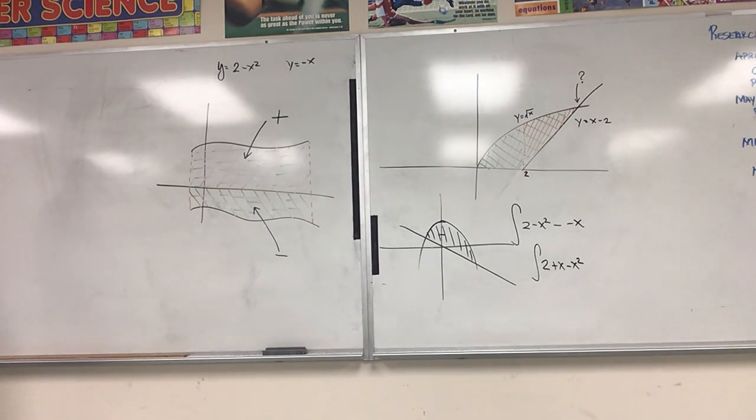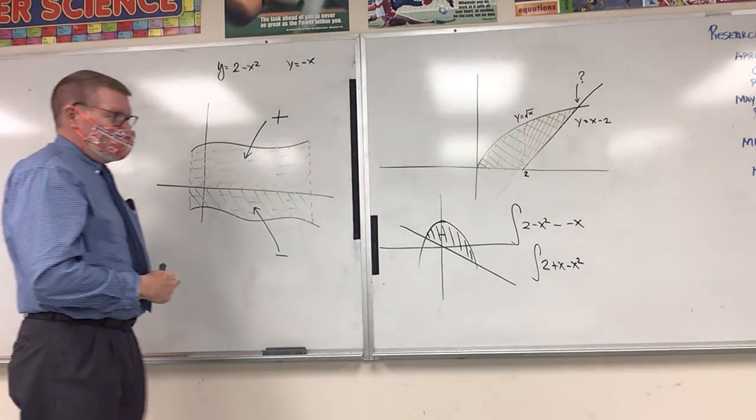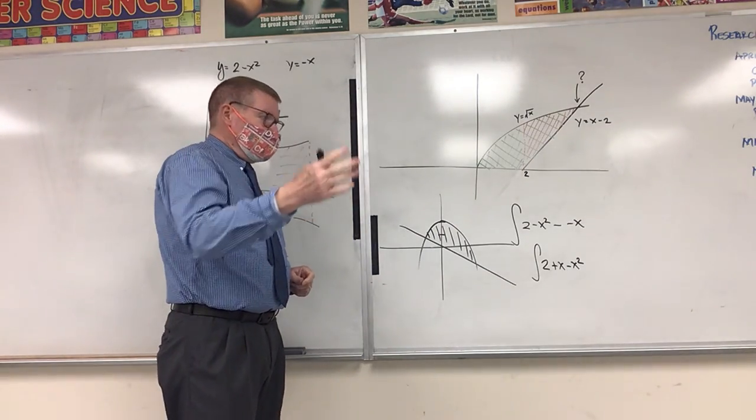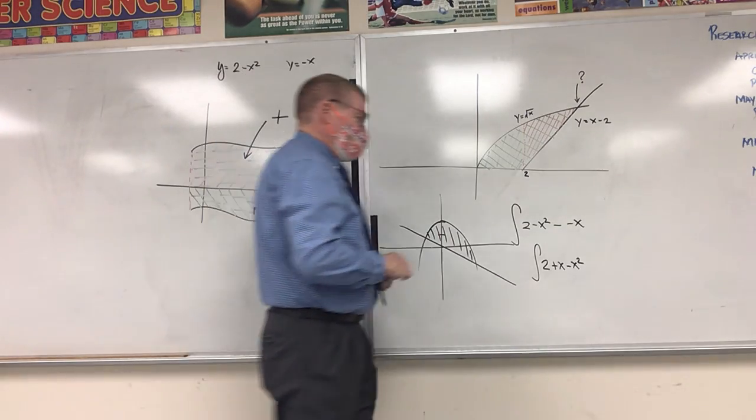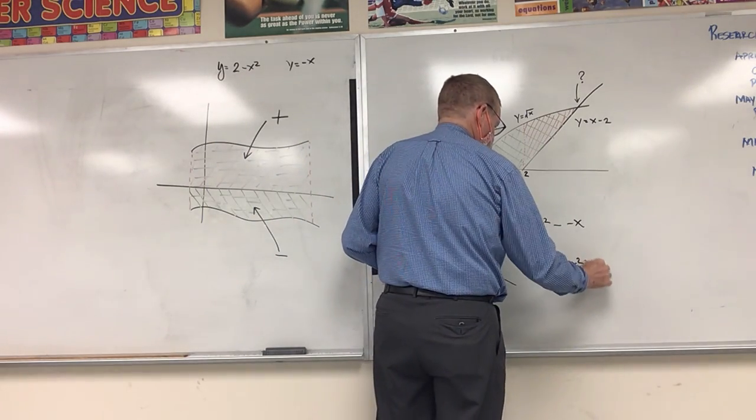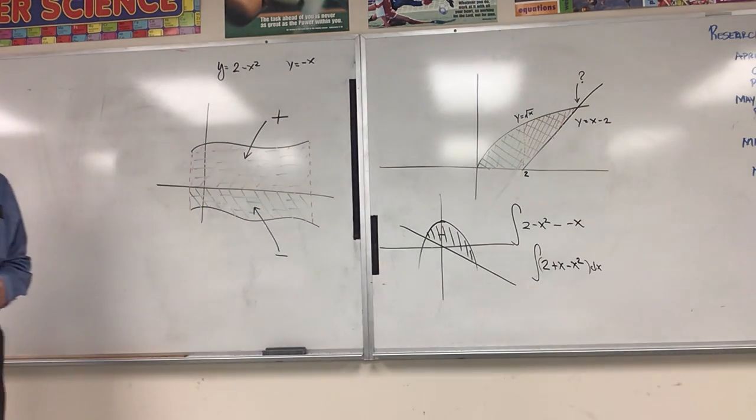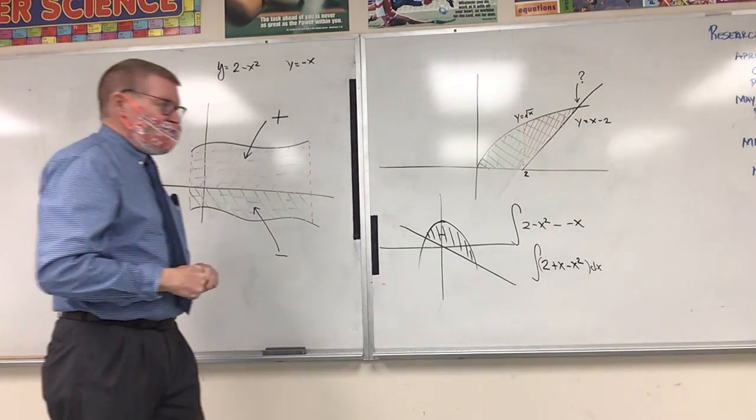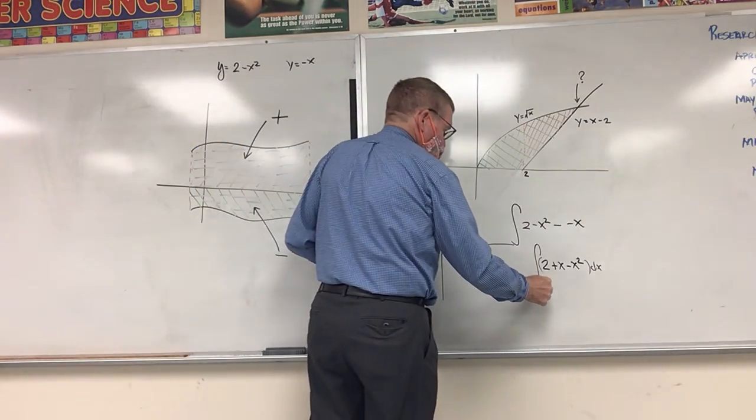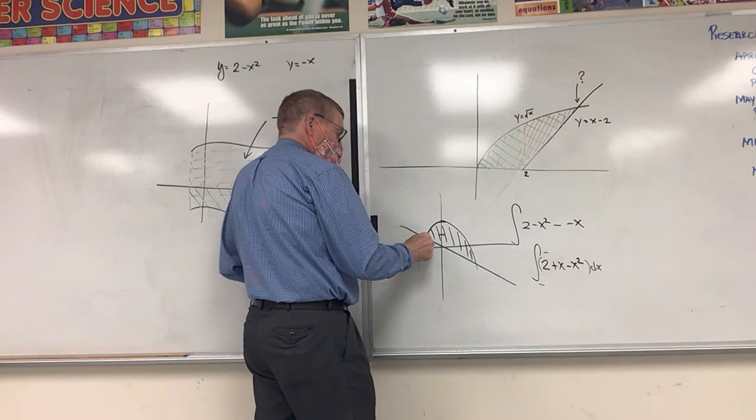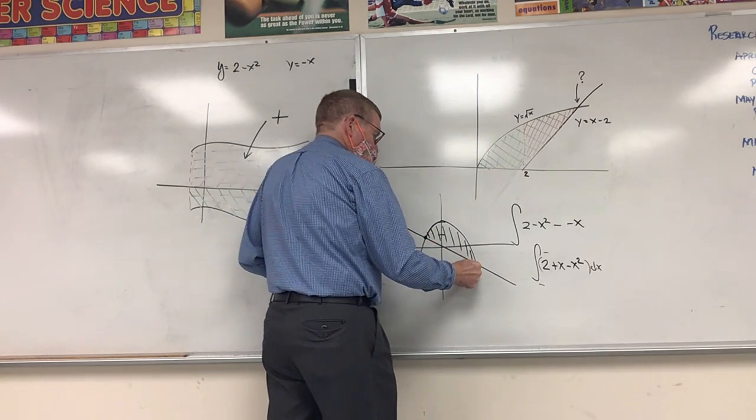What's the only thing that's missing? dx. Yes, it would be dx. But what else is missing if I want to find the area between the two curves? Yeah, the endpoints. I need to know my limits, which are going to be the endpoints, where they intersect.